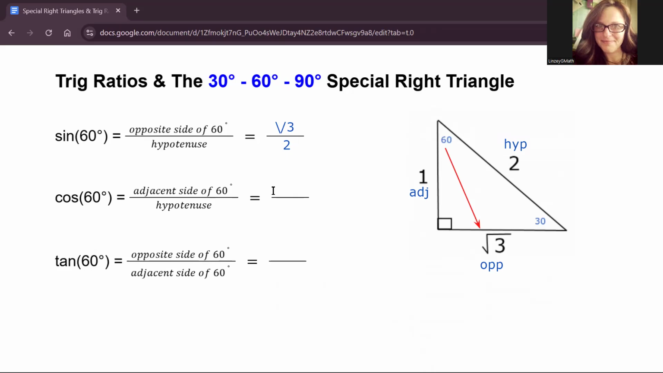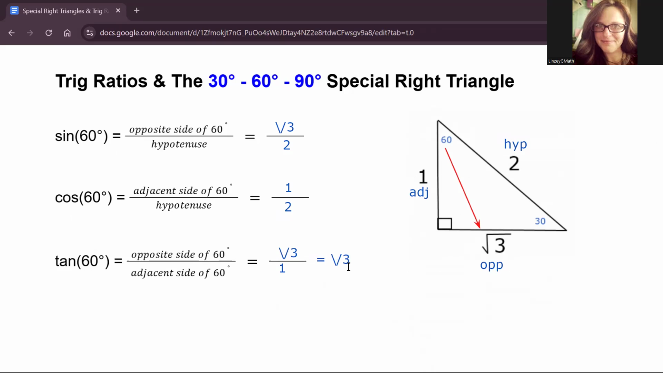Cosine of 60. Adjacent side over the hypotenuse. Cosine of 60 is 1/2. Tangent of 60, opposite over adjacent, and we can reduce to just square root of 3. Tangent of 60 is the square root of 3.